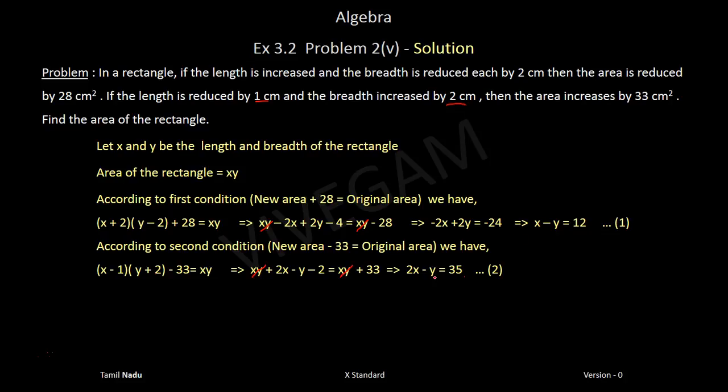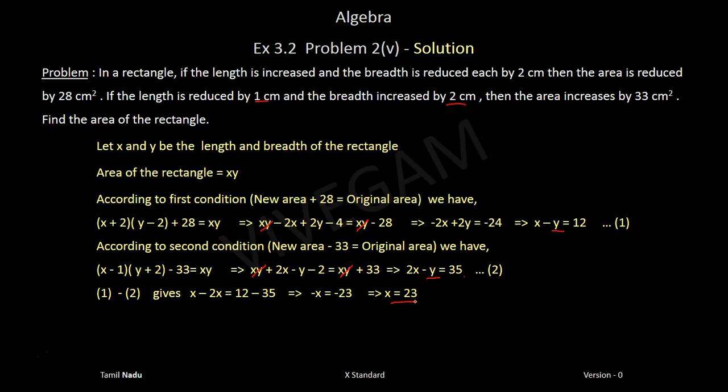Look at these two. The coefficient of y is the same, equal in magnitude and same in sign. So equation 1 minus equation 2 will cancel the y. Equation 1 minus 2 gives you x minus 2x, and minus y, minus of minus y becomes plus y, so it will get cancelled, and on the RHS we will get 12 minus 35, that is minus 23. So x minus 2x is minus x, 12 minus 35 is minus 23, or x equals 23.